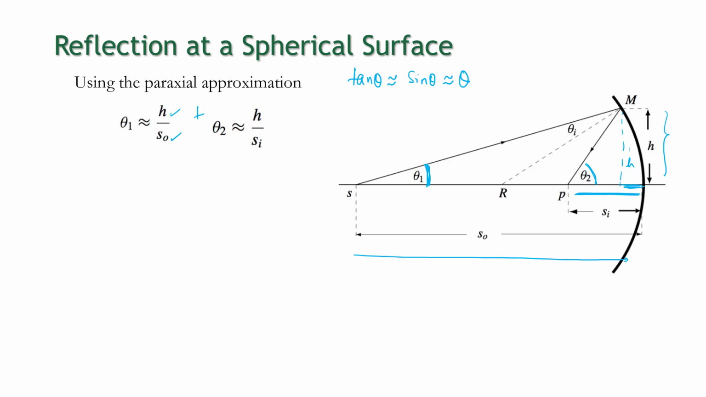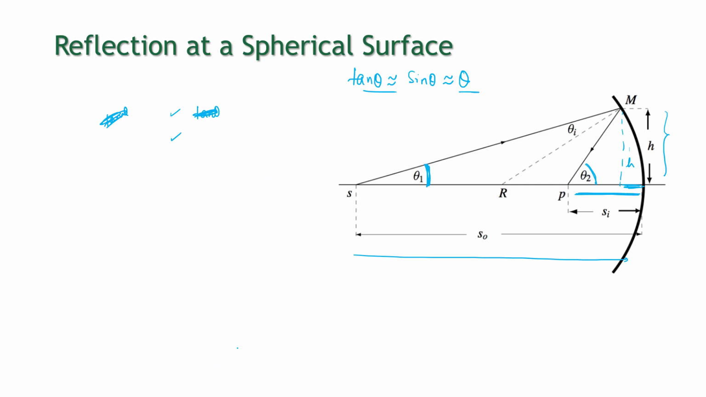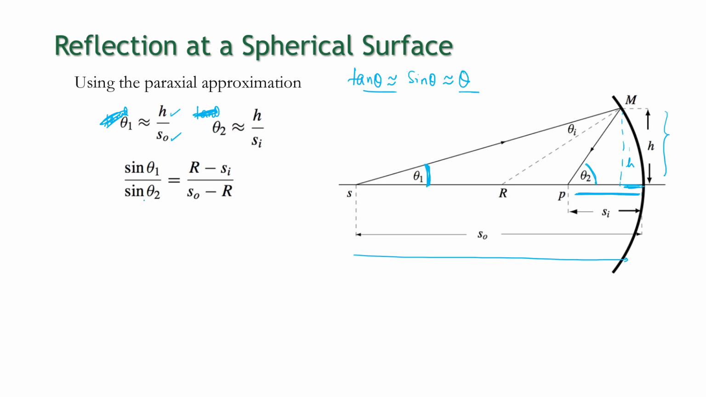So actually this is tan theta, but because it's a small angle, we can use the small angle approximation. So we can just write tan theta as theta. And we have this equation from the previous slide. So that's our equation. If we use the small angle approximation, we can write sine theta 1 as theta 1, sine theta 2 as theta 2. Okay, that's what we have here.